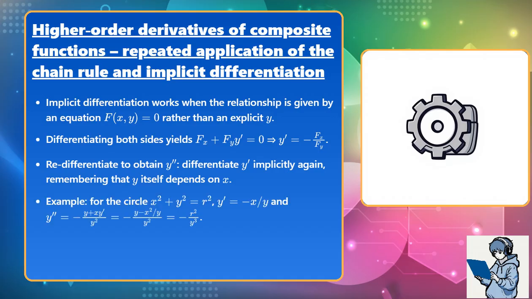Example: for the circle x squared plus y squared equals r squared, y prime equals negative x divided by y, and y double prime equals negative (y plus x times y prime) divided by y squared, which simplifies to negative (y minus x squared divided by y) divided by y squared, which equals negative r squared divided by y cubed. Repeating this gives higher-order implicit derivatives.